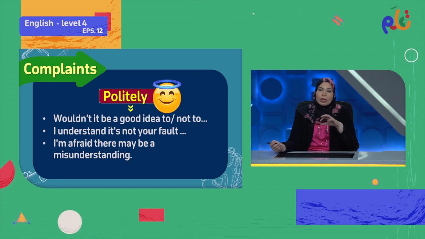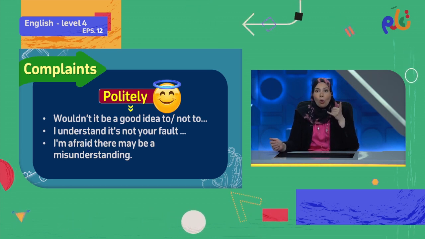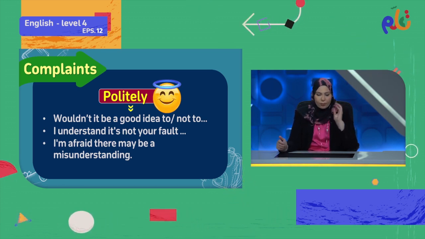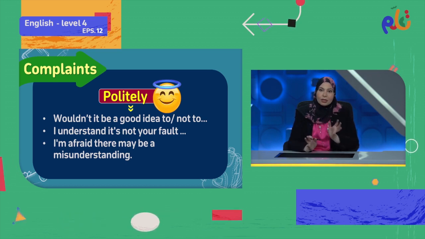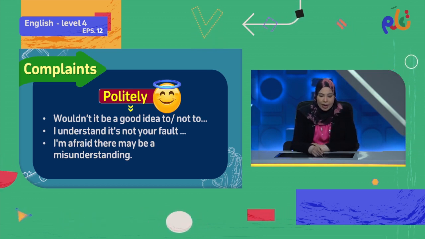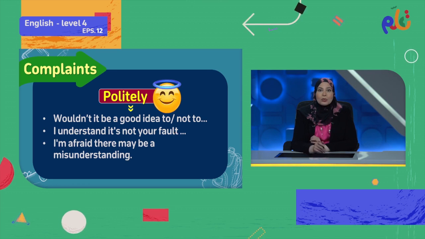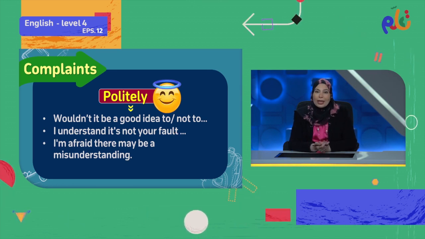Or would it be a good idea not to call me on my mobile phone? So, this or that, this is complaining. Or I understand it's not your fault, and this is when we speak to an employee and we know that he didn't do anything. For example, my soup is too salty, and I'm talking to the waiter. He didn't do anything, he just brought it to me.